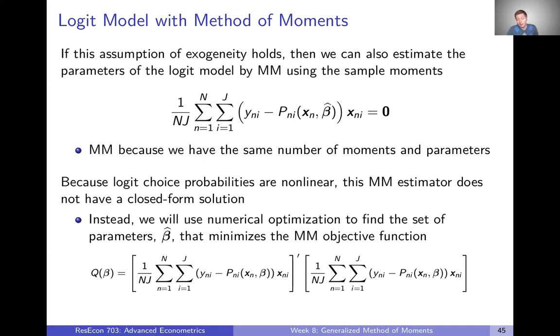And that should give us approximately the same beta hat as we would have gotten just using maximum likelihood. The sample moments are identical to the maximum likelihood estimator first order conditions. There will be some kind of optimization error, so we might not get precisely the same numbers down to every decimal point, but we should get roughly the same estimates for beta using this GMM procedure as we did using maximum likelihood.